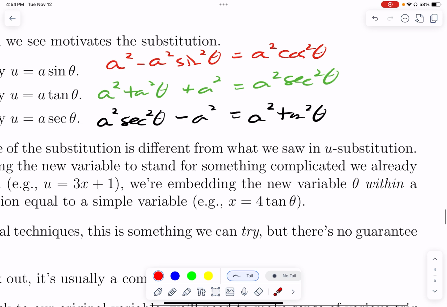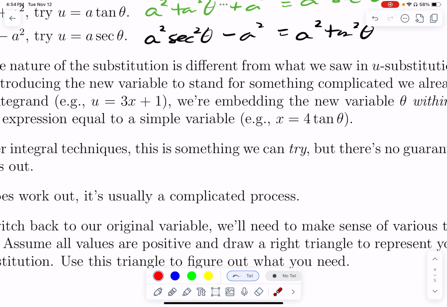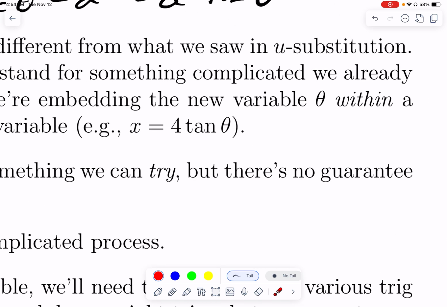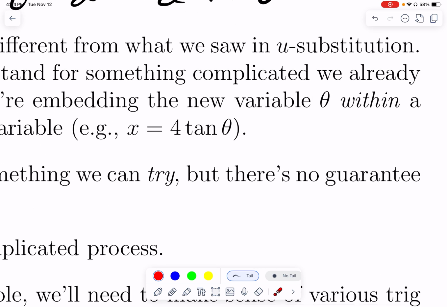In trigonometric substitution, that's not true. In trigonometric substitution, the new variable that comes into play is theta, so we can talk about trig. But that's not all by itself. We're going to make substitutions like x equals 4 tangent theta. The new variable is hidden within this expression, and the old variable is by itself. So it's a different way of doing substitutions.